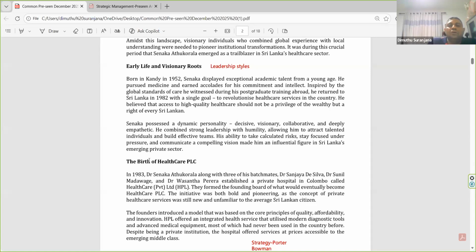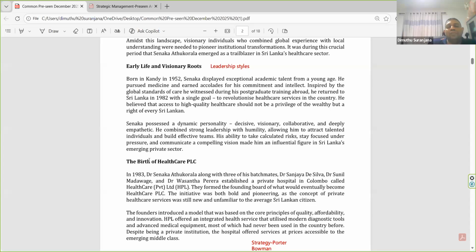He's a doctor now, right? He had the postgraduate education in foreign countries. Then he saw some advanced facilities in those countries. So when he came back to Sri Lanka, he had a vision to change the healthcare sector in the country. We believe that access to high quality healthcare should not be a privilege of the wealthy but a right of every citizen. Good belief, no? So we want to do a good service to every Sri Lankan, not only for the rich group.